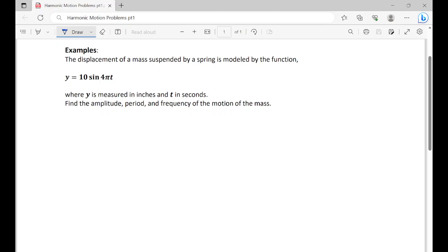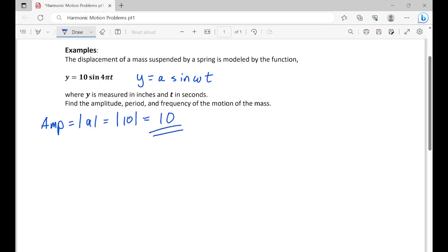So, this is the basic form of y equals a sine omega t. I can tell from this that a is 10, so the amplitude is equal to the absolute value of a, which is going to be the absolute value of 10, which is 10. So there is the amplitude.